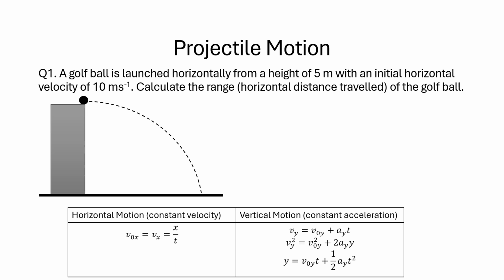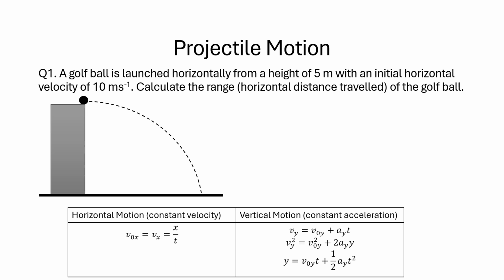Hello everyone, welcome back. This video is about projectile motion. So what is projectile motion? In the previous videos we learned that linear motion is motion in a straight line, but non-linear motion is motion that is not in a straight line. Therefore projectile motion is non-linear motion. We have here motion along a parabolic path.